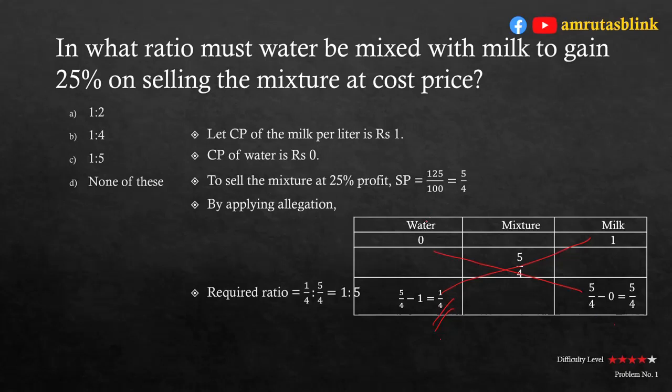Now water has to be mixed with milk, so in the first column we have written water. Suppose the question had asked in what ratio milk must be mixed with water, then in the first column we should have written milk. So now your ratio should be 1 as to 4 divided by 5 as to 4, the 4s cancel, so your required ratio is 1 as to 5, and hence your answer is option number C.